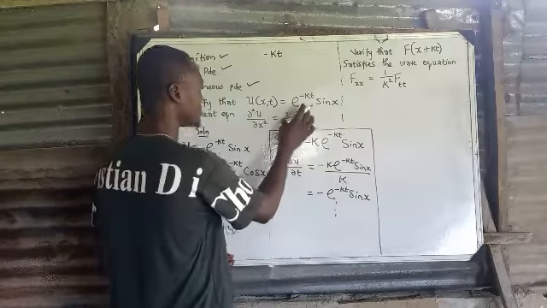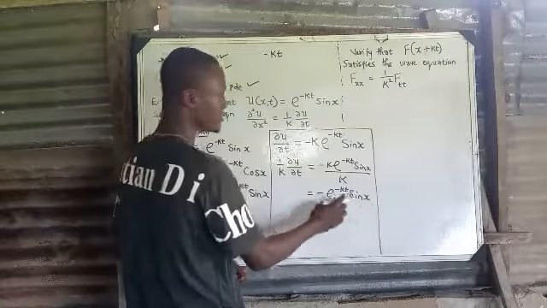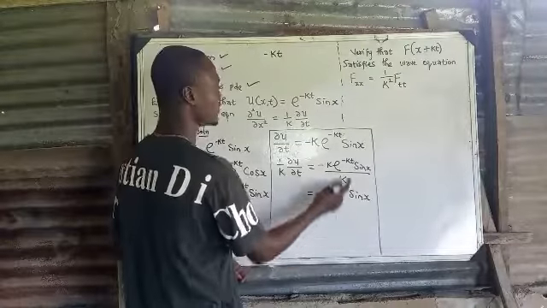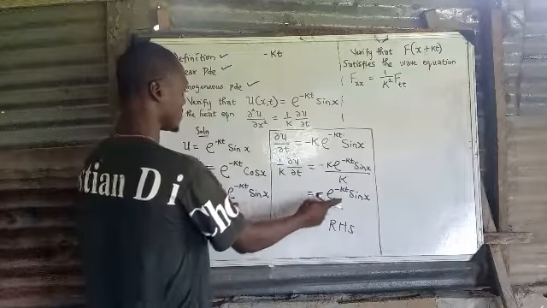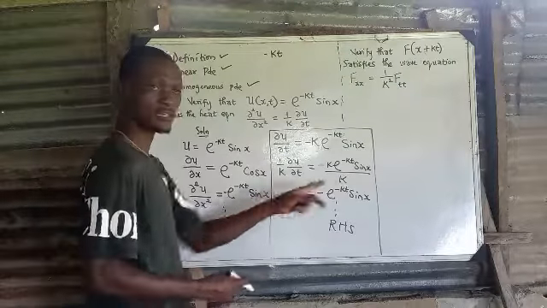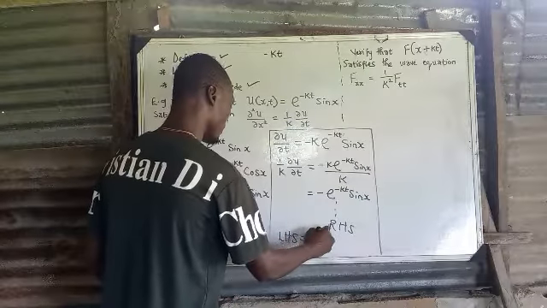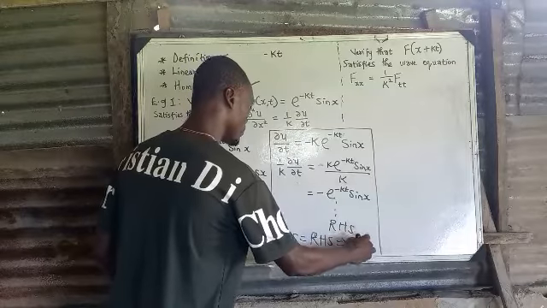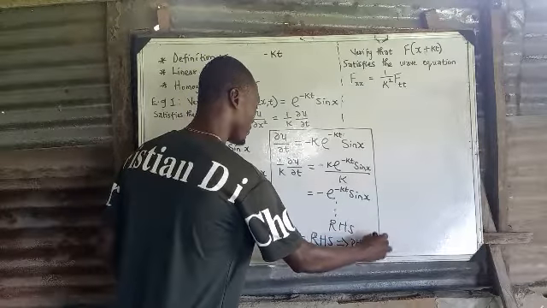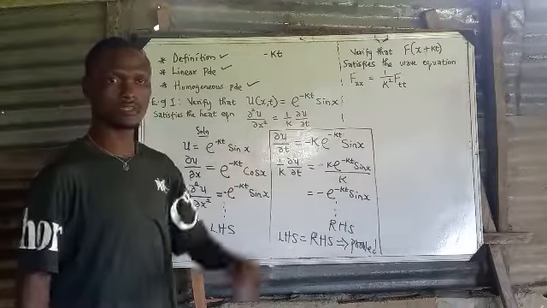This is now the whole right hand side. This answer we got is our right hand side. Now you can see from the left and the right that they are the same. The left hand side and the right hand side are the same. LHS is equal to RHS, meaning that we have proved that this u is a solution to this heat equation.